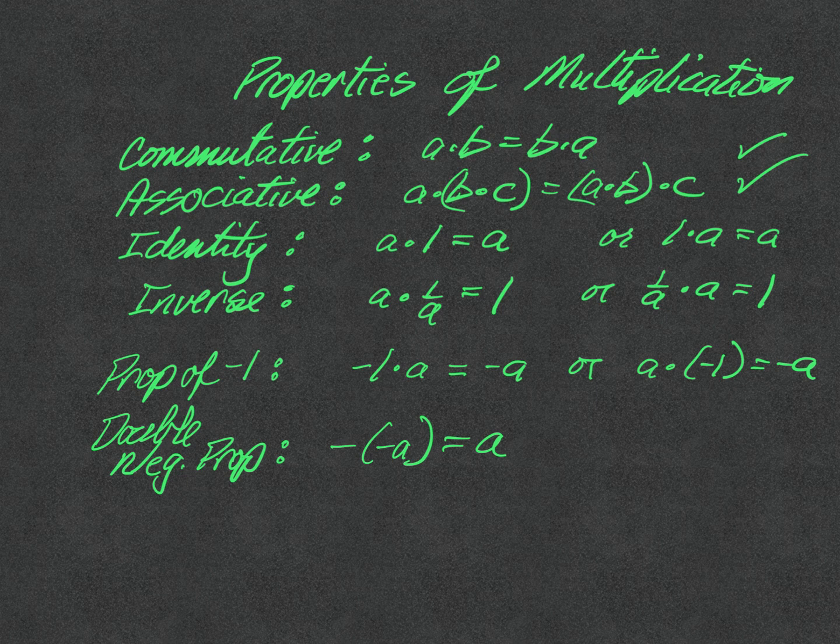Now, the more important properties are the next ones. No matter what number A that we have, if we multiply it times 1, we still get A.